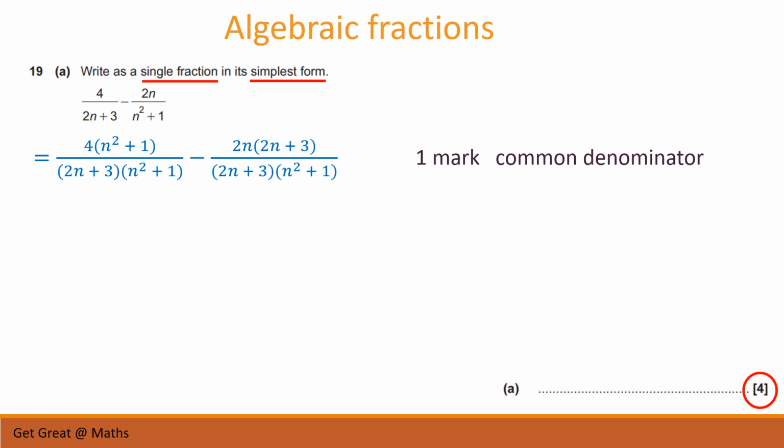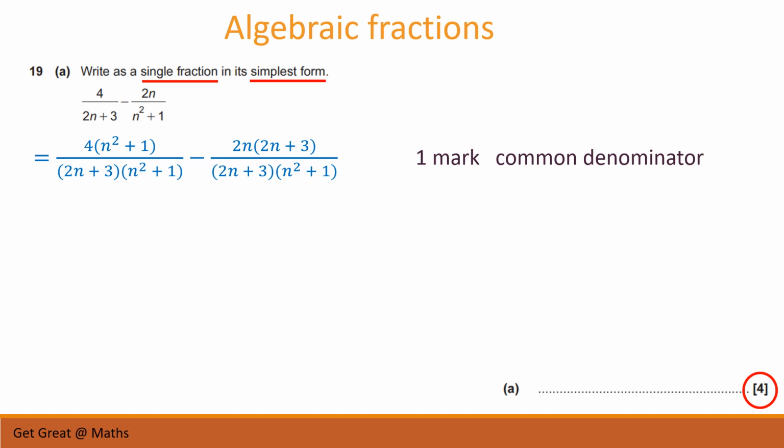Then to work out the numerators, we're going to multiply the top left by the bottom right, so 4 times by n squared plus 1, because if you cancel those n squared plus 1's on the left hand side, it gives you back to the same question, the 4 over 2n plus 3. So they cancel down to the same fraction. On the right hand side, the denominator is 2n plus 3 and n squared plus 1, because it's exactly the same as the first one.